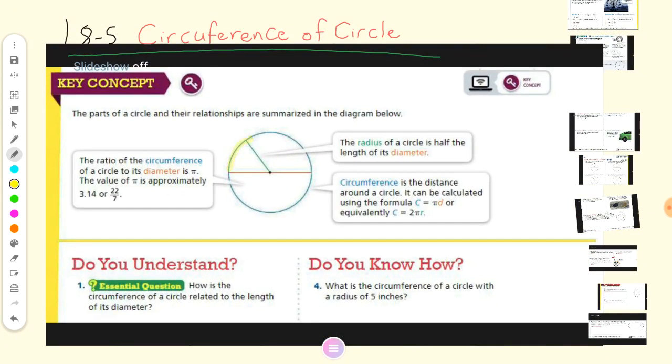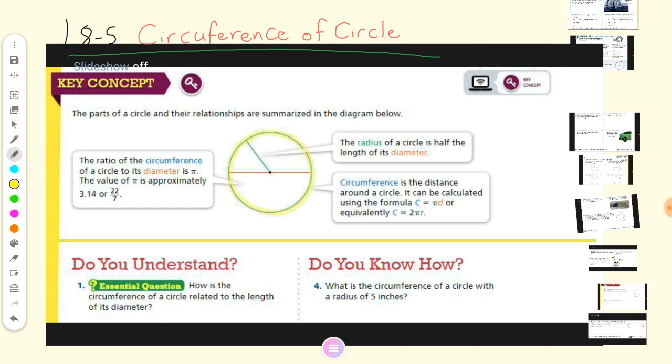If I want to measure this distance, actually it's very hard to measure it with a ruler because it's curved. So how to measure it, this is what we will study today. What we will study is the length of the line which surrounds the circle. Okay?